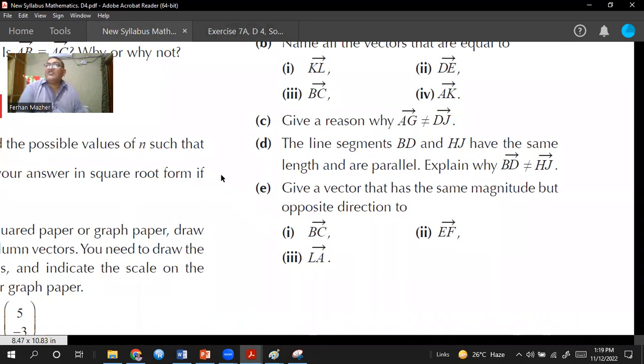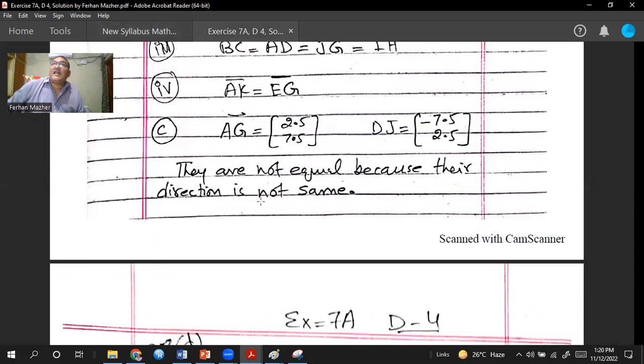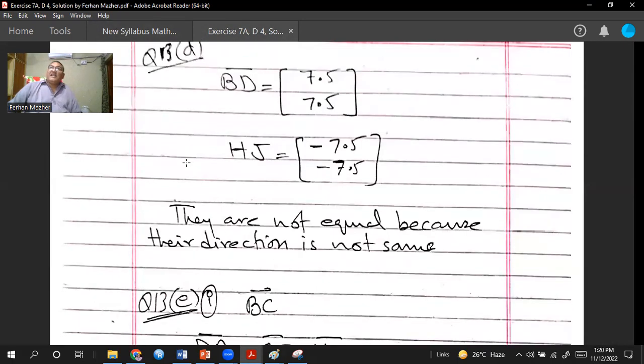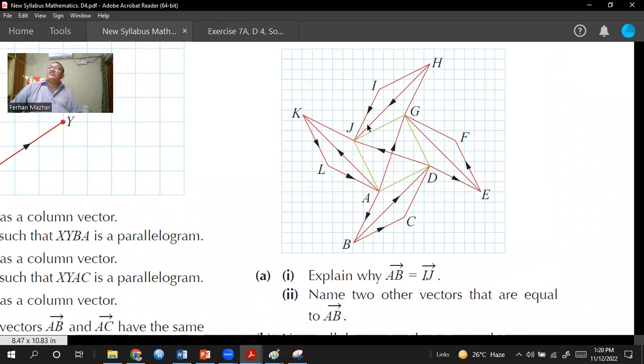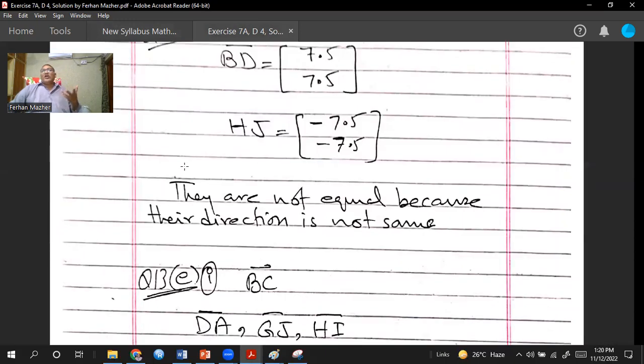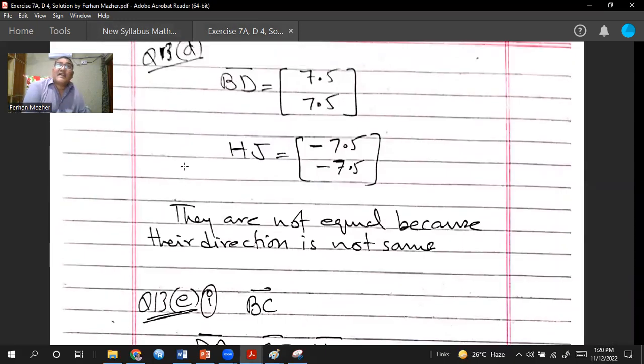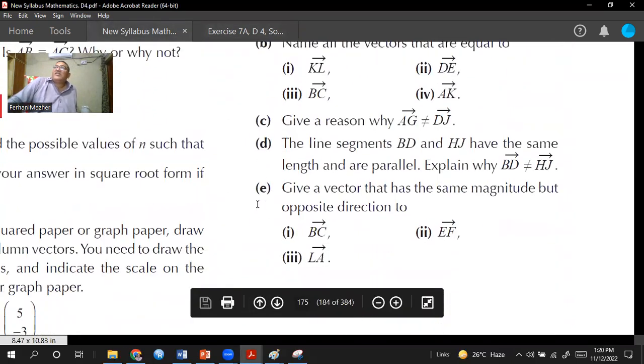The line segments DJ and HJ have the same length and are parallel. Explain why they are not equal to each other. That's the D part. And you see, this is BD and HJ. BD is this, and JH, HJ, they are here. So you can note down their column vectors. Their column vectors show that their directions are not the same, and they are not equal because their direction is not the same. Their lengths might be the same, but their directions are different. That's why they are not equal vectors.